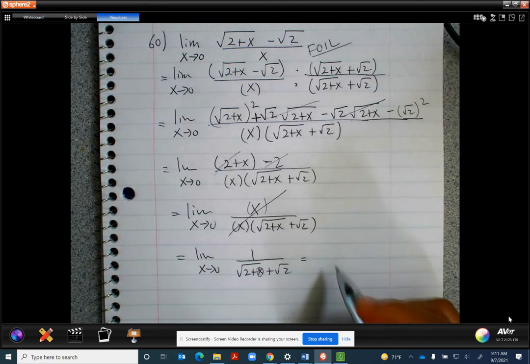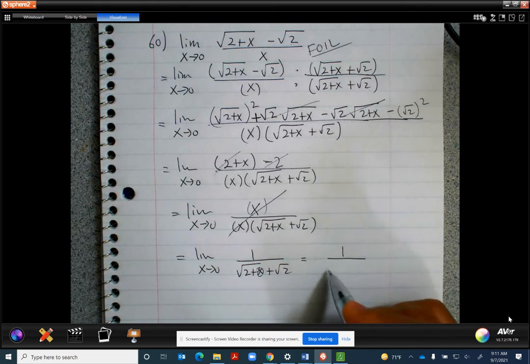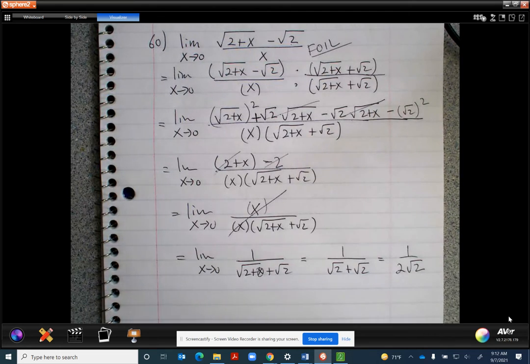So what is it if you use direct substitution? It is 1 over square root of 2 plus square root of 2. Does anybody know what square root of 2 plus square root of 2 is equal to? 2? It's not 2. It's not just 2. What's the square root of 2 plus square root of 2? No? Square root of 4? It is 2 square root of 2, because this is 1 square root of 2 plus 1 square root of 2, which will give you 2 square root of 2.